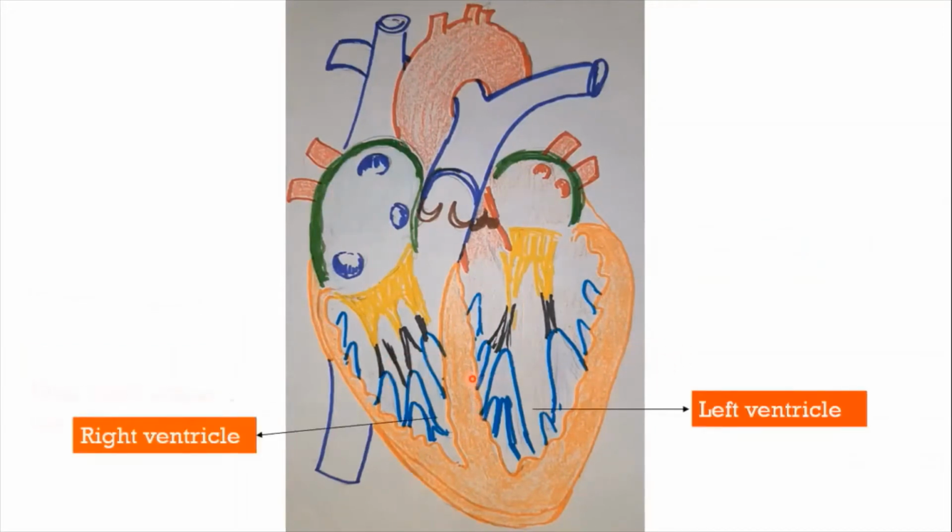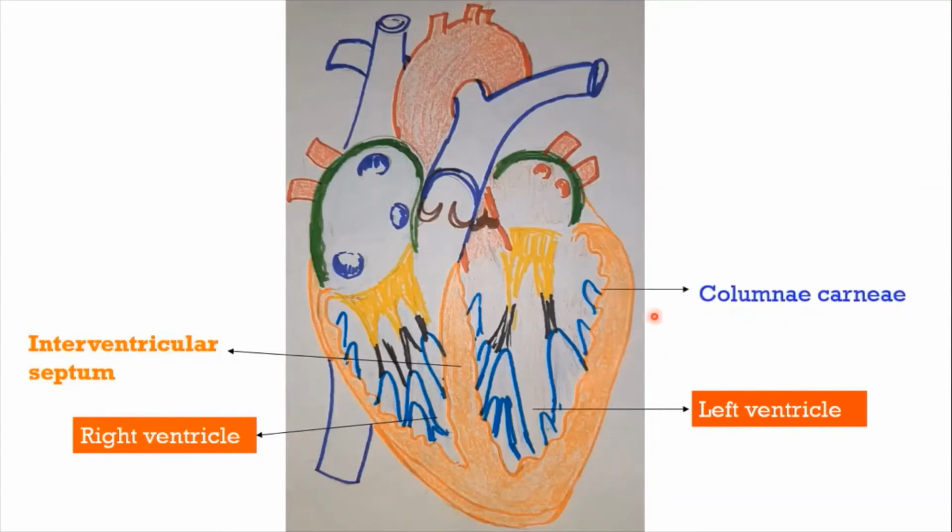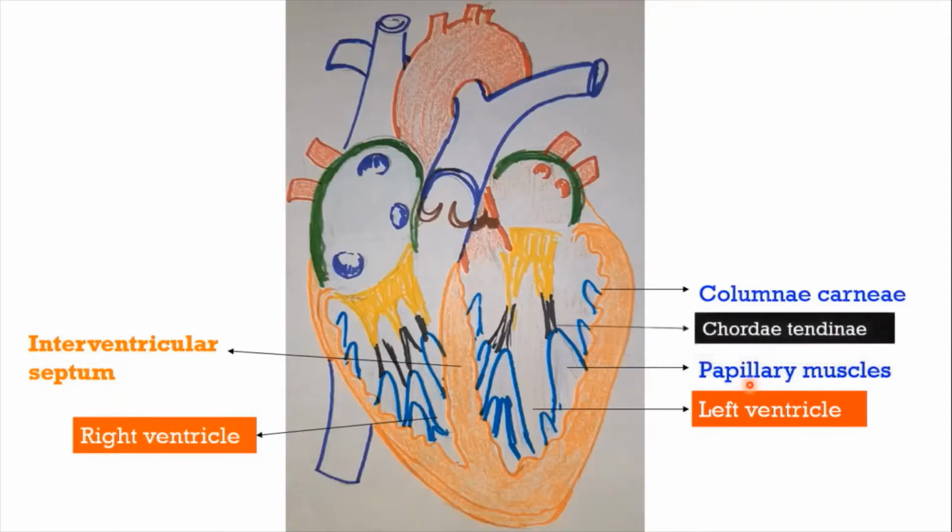The two ventricles are separated by the interventricular septum. If you observe the inner surface of the ventricle, we find small column-like projections known as columnae carneae and large conical projections known as papillary muscles. Papillary muscles are attached to the atrioventricular valves by chordae tendineae.